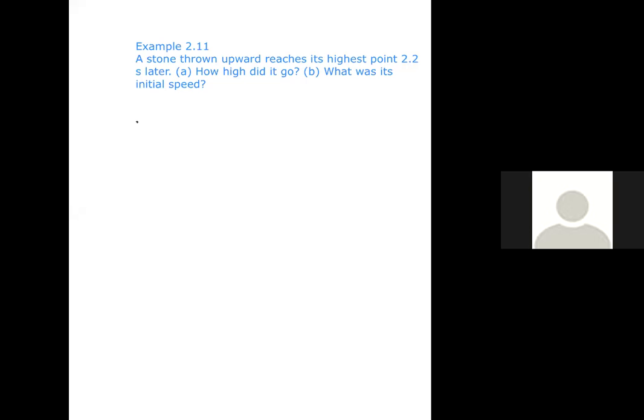So in this particular problem, we're throwing a stone up. And what they tell us is that it went to its highest point. So right here, that's the highest point, 2.2 seconds. How far was it? Okay. So the way we would do that is actually first consider that if it went up to some highest value, some height, we'll call that h.